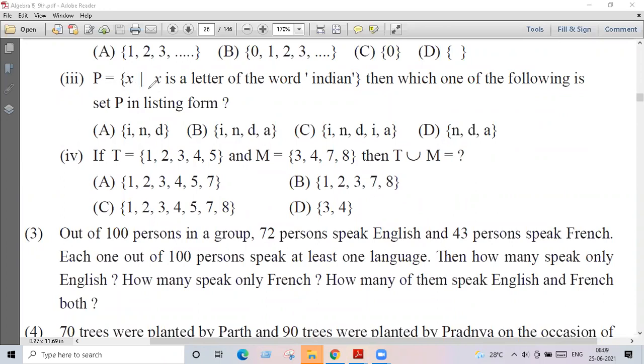P is equal to {x : x is a letter of the word INDIAN}. Then which of the following is set P in listing? See, in INDIAN, the repeated letters we do not take. So I we take once, N also appears 2 times but we take it only once. D and A. Right? I, N, D, A. Where is that? Yes. Option number B.